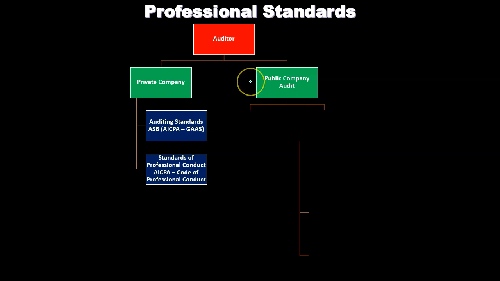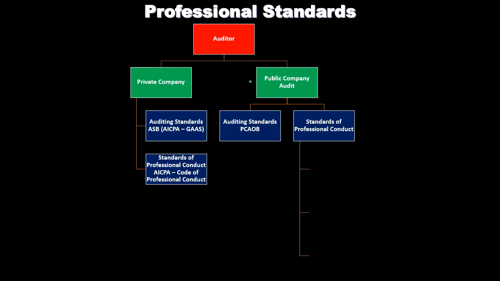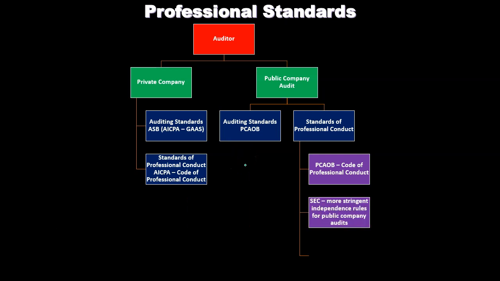Then we have the public company audit items, and these are going to be over and above, in essence, the private company information. Auditing standards from the PCAOB and the Standards of Professional Conduct. We have the PCAOB Code of Professional Conduct, the SEC more stringent independence rules for public company audits. So we've got the more stringent rules there, and the ISB, a cooperative effort between the AICPA and the SEC.